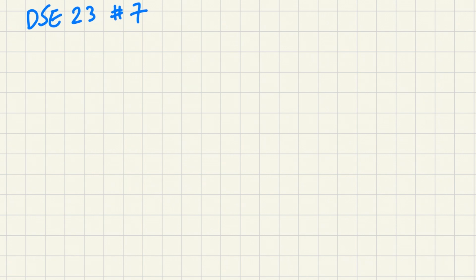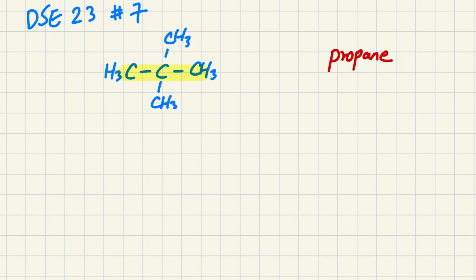2023, question 7. With this molecule, the longest carbon chain is propane, which contains 3 carbons, and we have 2 methyl groups. As there is no other choice, we can forget about the position. So the molecule is dimethylpropane.